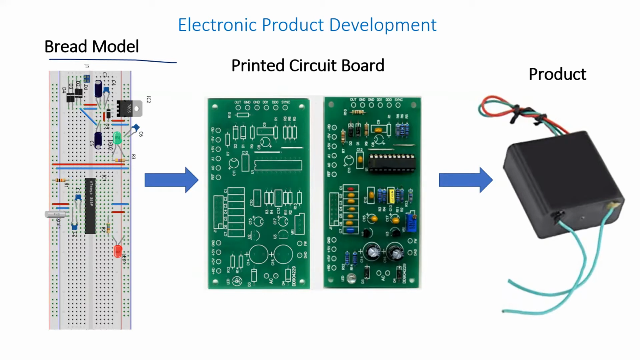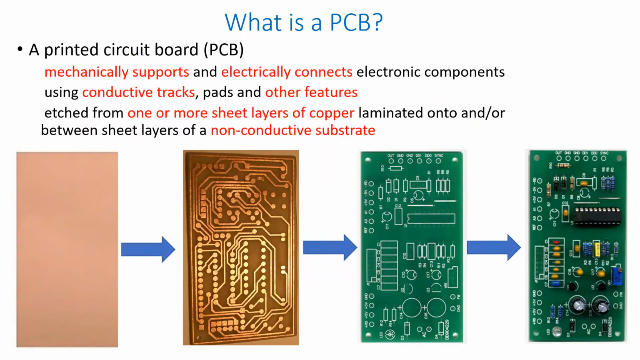So if at all you are planning to design an electronic product, it is necessary that you learn how to design a printed circuit board. If you want to know the definition, a printed circuit board mechanically supports and electrically connects electronic components using conductive tracks, pads, and other features, etched from one or more sheet layers of copper laminated onto or between sheet layers of non-conductive substrate.